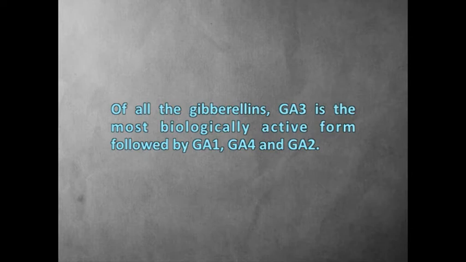The biologically active forms of gibberellins are generally 19 carbon forms and mostly dihydroxylated gibberellins, which possess hydroxyl groups on both carbon 3 and carbon 13. Of all the gibberellins, GA3 is the most biologically active form, followed by GA1, GA4, and GA2.